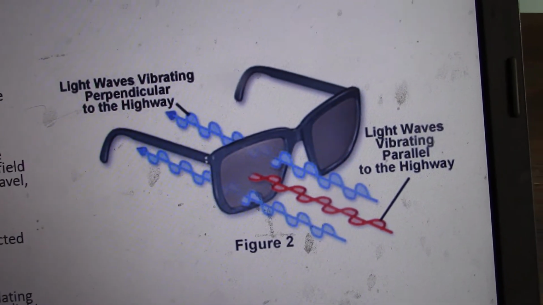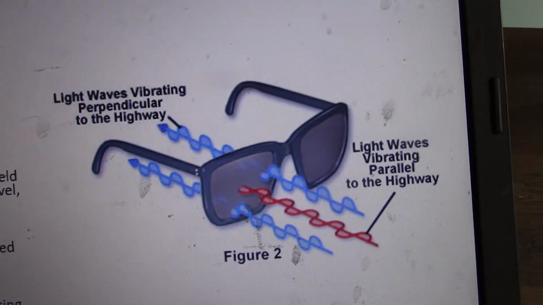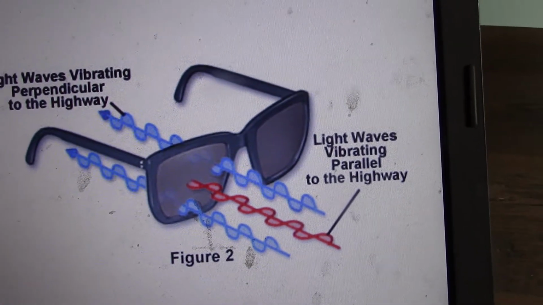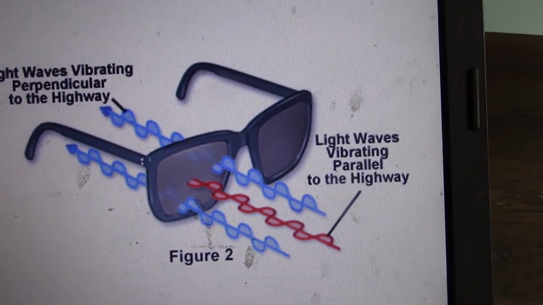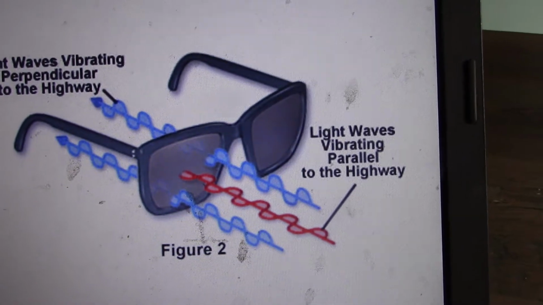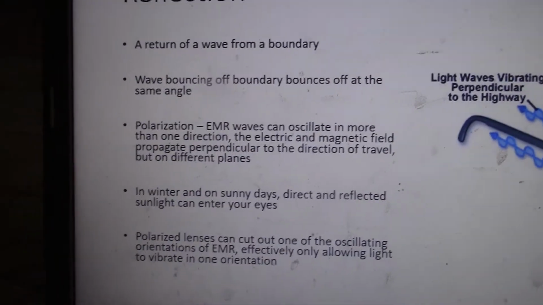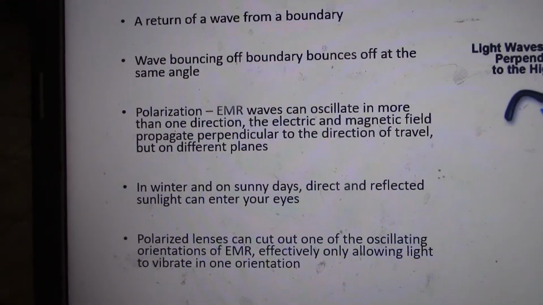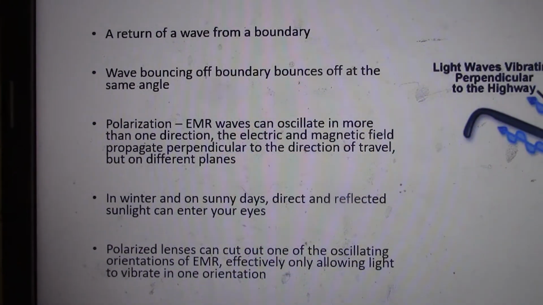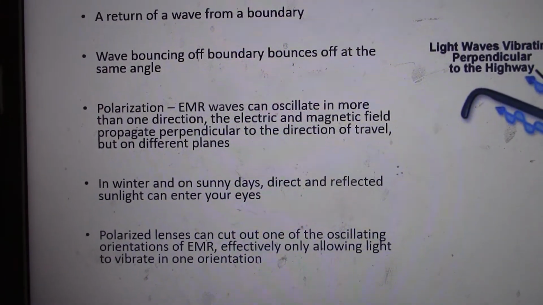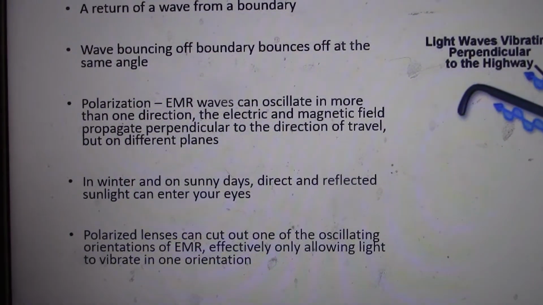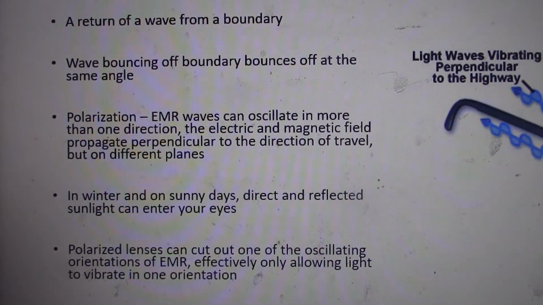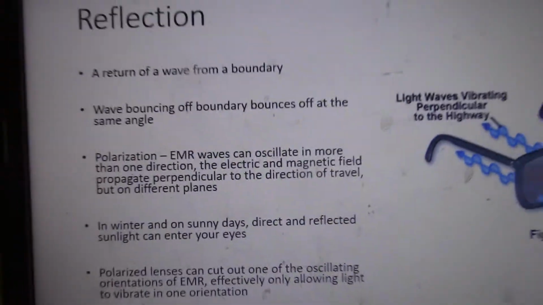Okay, remember with electromagnetic radiation we have a magnetic field and an electric field, and they oscillate perpendicular to each other to travel in the same direction. So when we look at reflection, we have to look at the magnetic and the electric field. With polarization, electromagnetic radiation can oscillate in more than one direction, and the electric and magnetic fields propagate perpendicular to the direction of travel, as I stated.